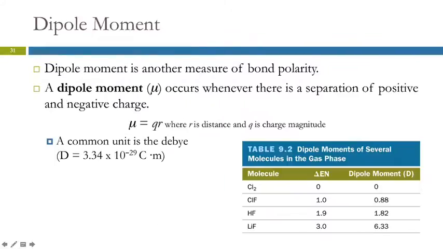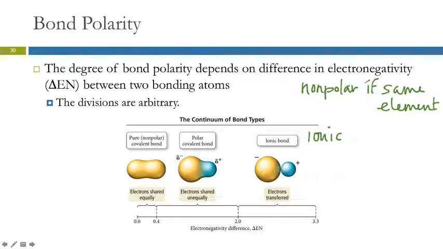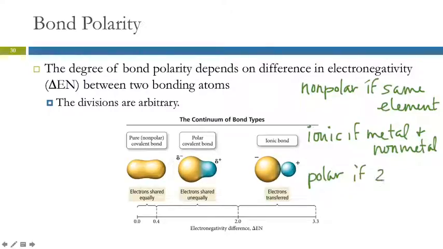So my rules, I probably don't have them in here. My rule is that it's nonpolar if it's the same element. So you look at those two atoms. Same element, nonpolar. It's going to be ionic if you have a metal and a nonmetal. And it'll be a polar covalent bond most of the time if it's two different nonmetals.